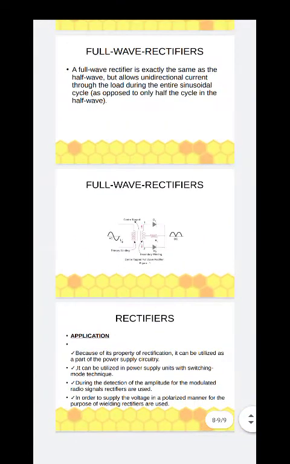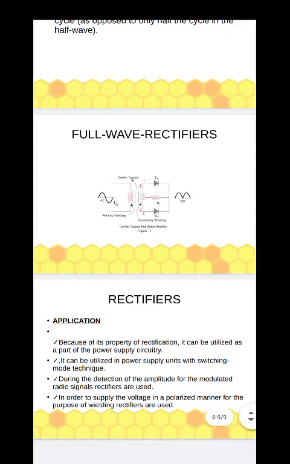And next we see the applications of rectifiers. Because of the property of rectification, it can be utilized as a part of power supply circuitry. It can also be utilized in power supply units with switching mode techniques. During amplitude modulation of radio signals, rectifiers are used to supply the voltage in a polarized manner. For the purpose of welding, rectifiers are used. These are the applications.